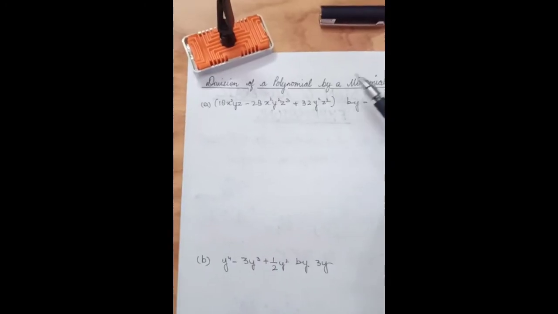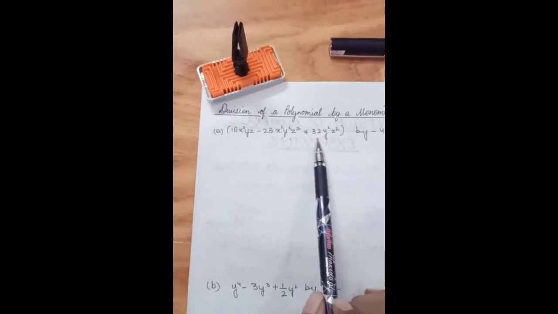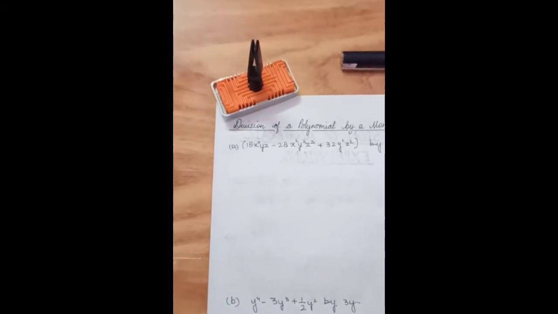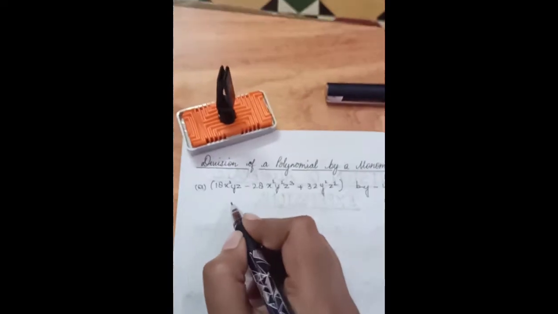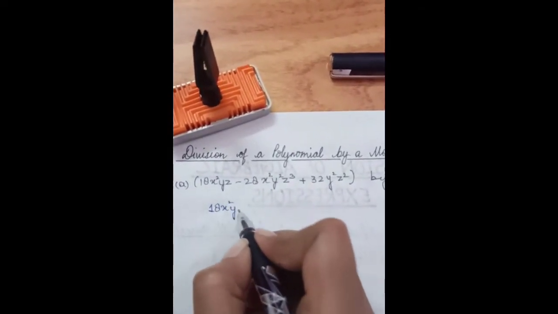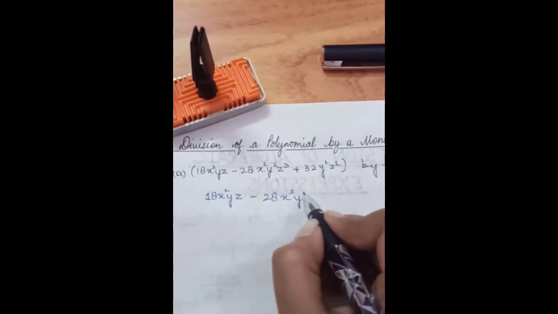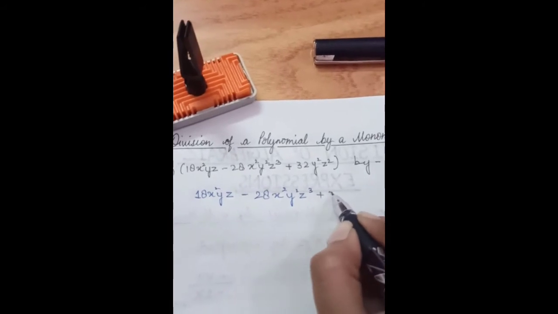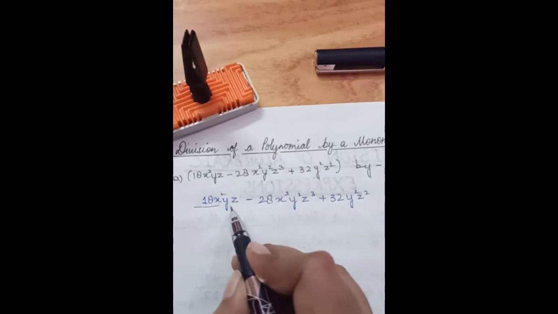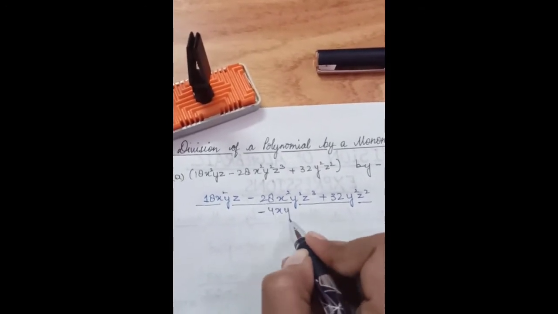Now next is division of a polynomial by a monomial. Now here you can see that this is a polynomial and this is a monomial. We have to divide this by this. So how do we write this? 18x square yz minus 28 x square y square z cube plus 32 y square z square divided by minus 4xy.